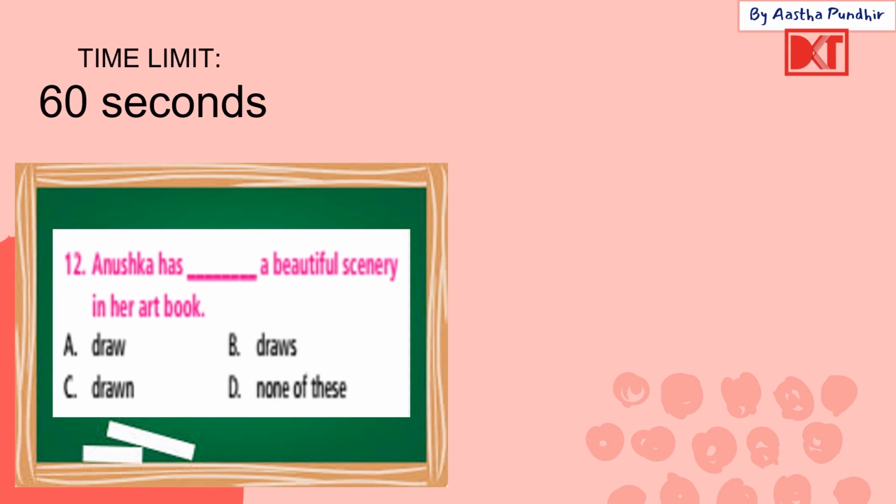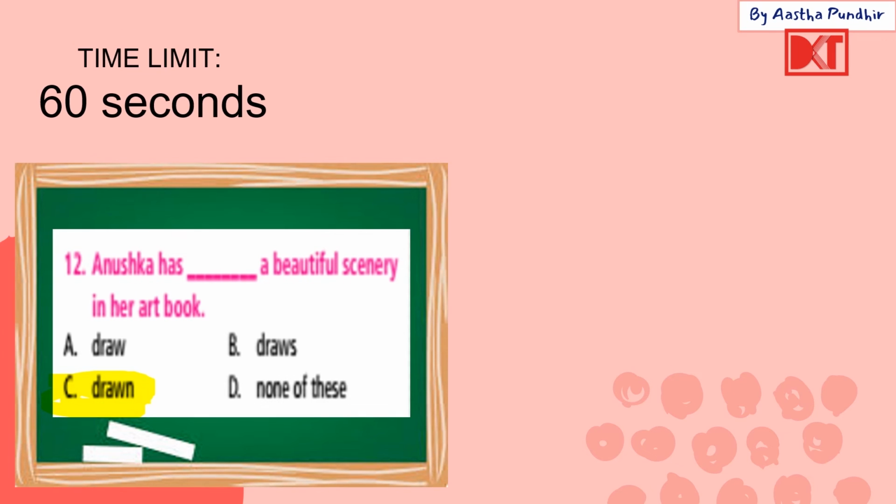Okay, here we have: Anushka dash beautiful scenery in her artwork. Has draw, has draws, has drawn. So here the correct answer is Anushka has drawn. And how do we get this hint?